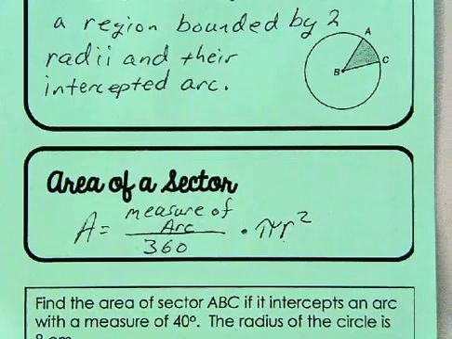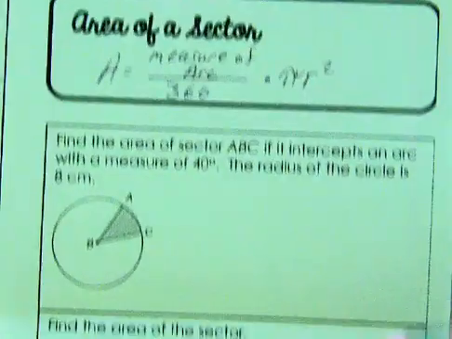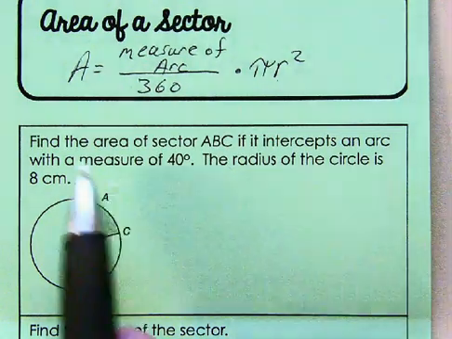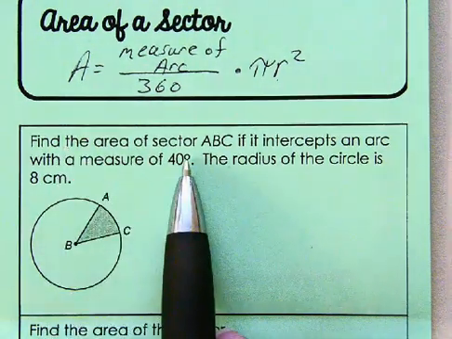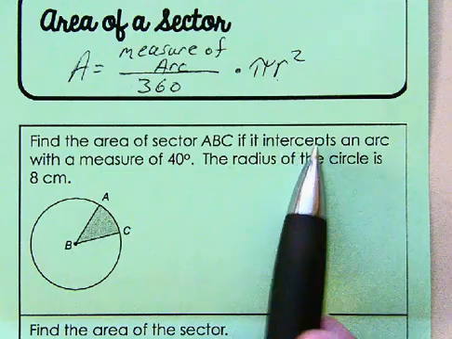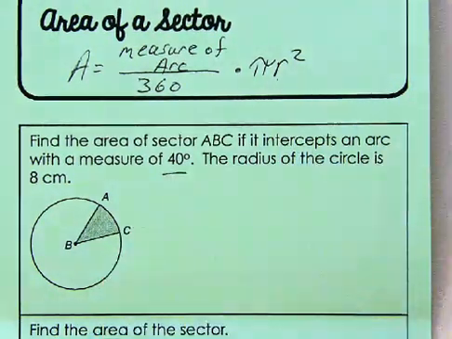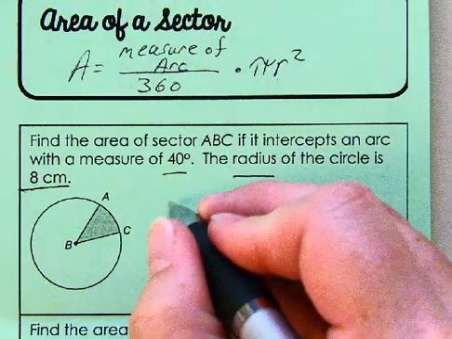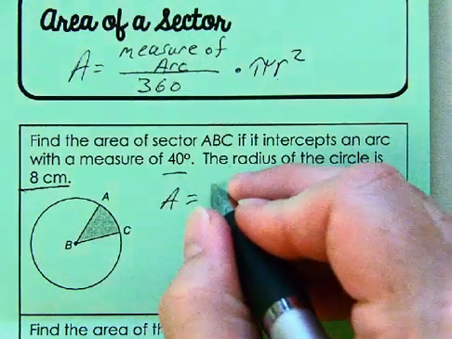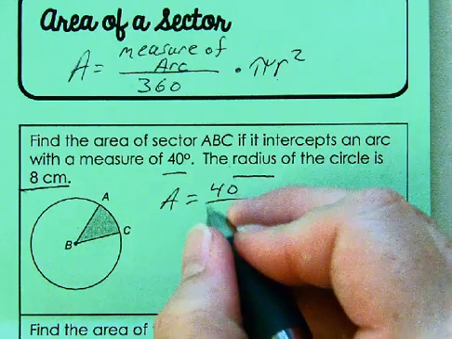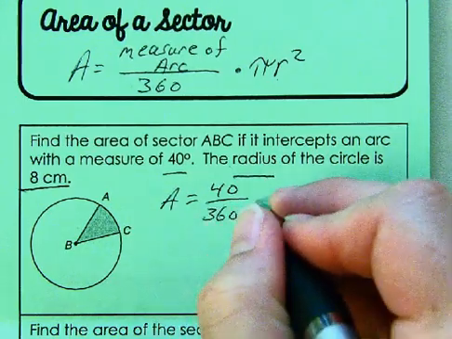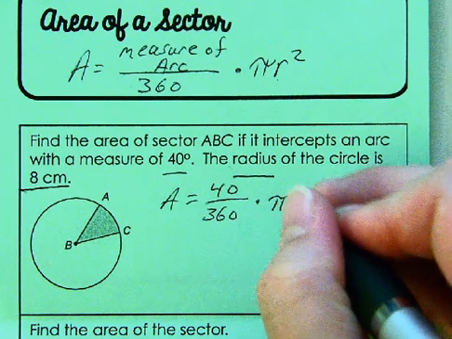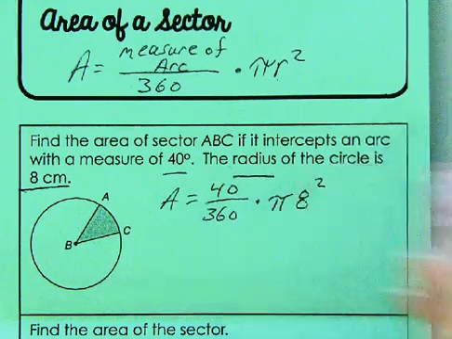Okay. All right, so let's do some practice problems with this formula. So the first one that we have, it says we're going to find the area of the sector ABC if its intercepted arc is 40 degrees and the radius is 8 centimeters. So we're going to take area equals 40 is our arc over 360 times pi, the radius is 8, squared.